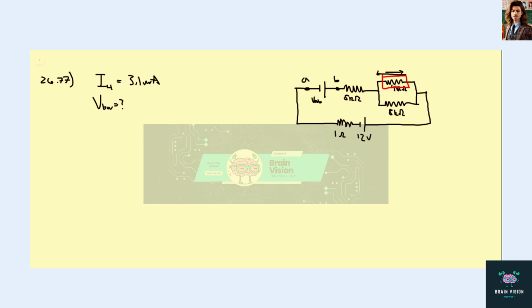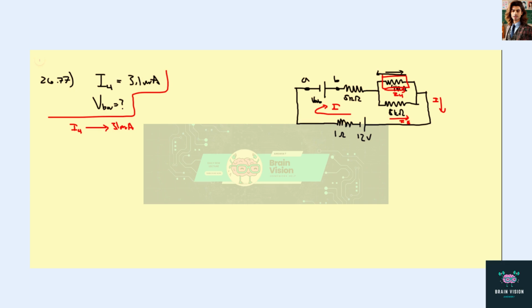So if we assume the current is to the right, let's start out with two cases. We're going to assume that I4 is to the right at 3.1 milliamps. That means I4 is coming to the right. This is I4. Here is I8. And then here is I, such that I is coming around this way.